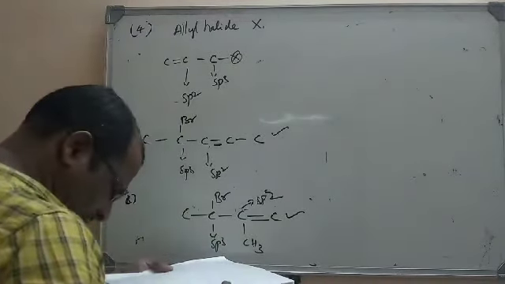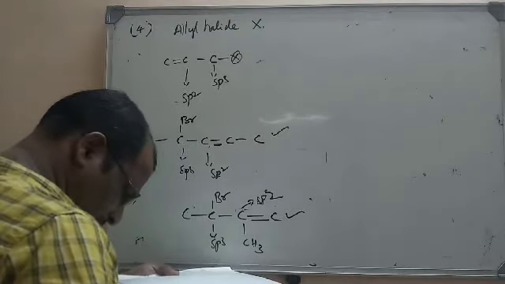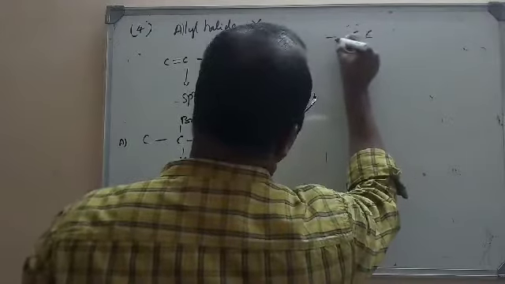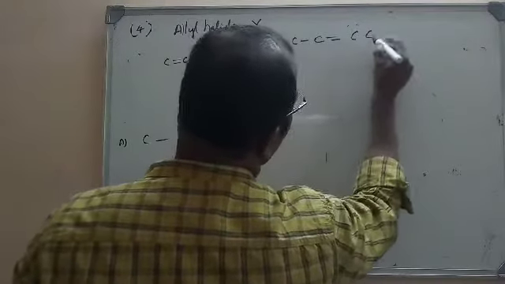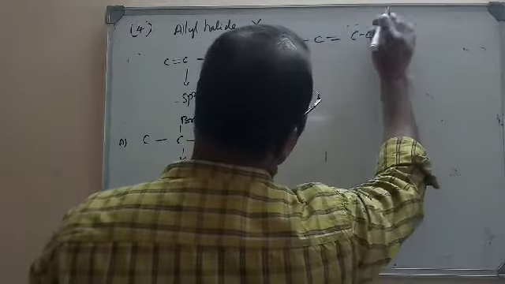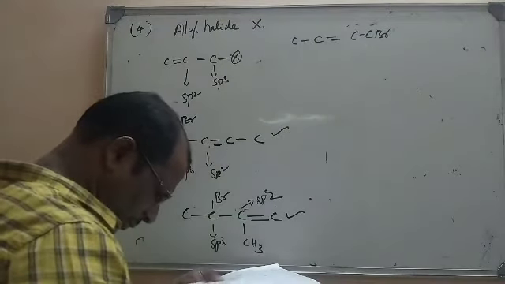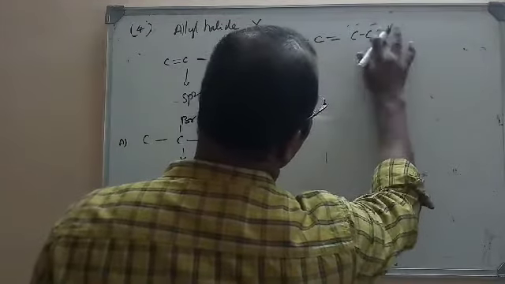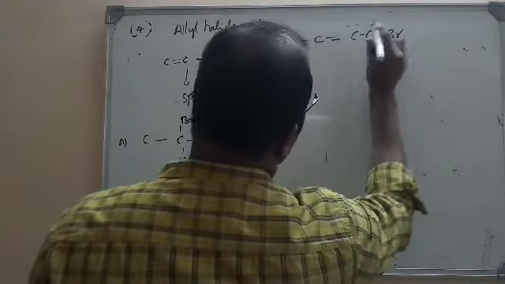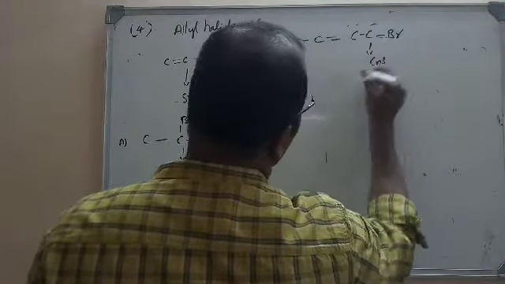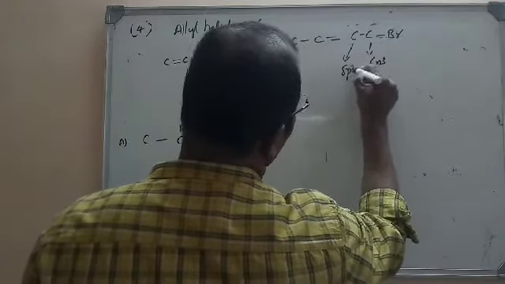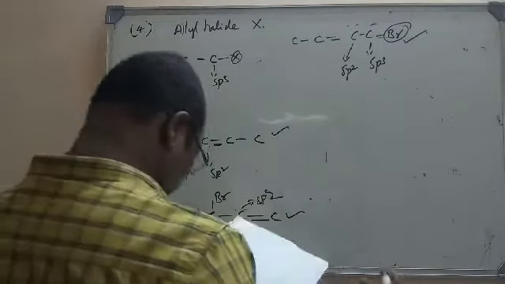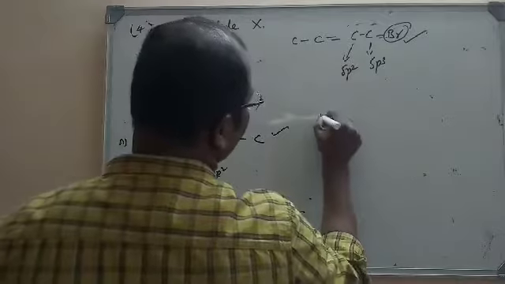Now the third structure is 1 bromo but 2 ene. So this is but 2 ene. So 4 carbons are there. Bromine is on the first carbon. This is a saturated carbon, sp3, and that is bonded to an sp2 carbon, so this is an allylic halide.